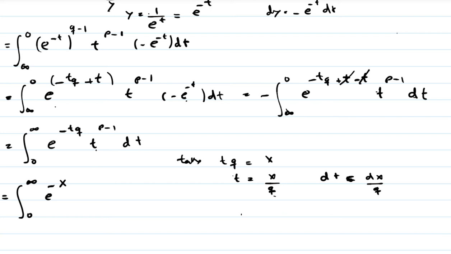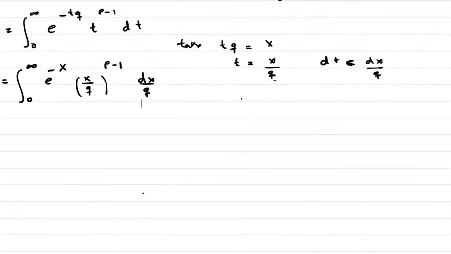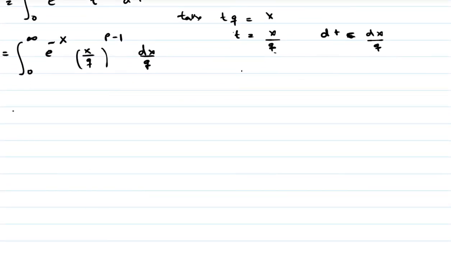Now we have here t raised to p minus 1. You know that t is equal to x divided by q. All of this is raised to p minus 1. And then our dt is equal to dx divided by q. Now we're expressing our function in terms of x. So this is going to be equal to, now this is 0 to infinity, e raised to minus x, and this is the same thing as saying x raised to p minus 1 divided by q raised to p minus 1, into dx divided by q.